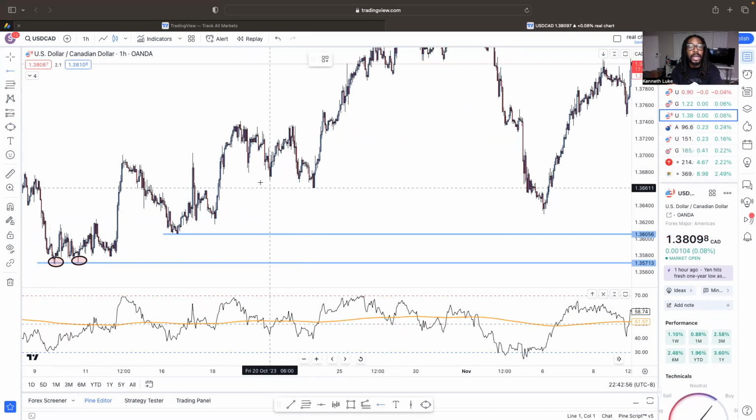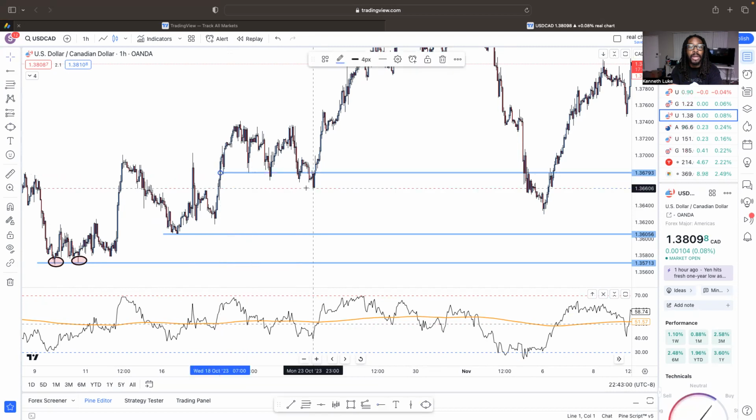Same thing here. Like I said, we want to find multiple touches, guys. This is a prime example of multiple touches here and here and here and here. We've seen price go back underneath this area, barely breaking it. But when it broke this area, it failed to continue to go down, so obviously it pushed back up above.